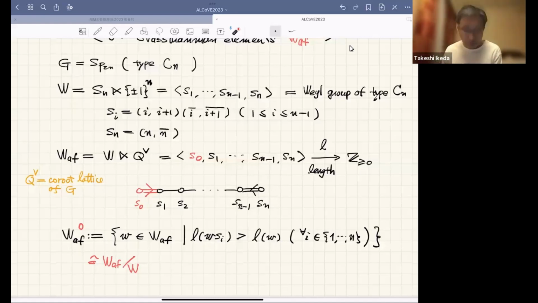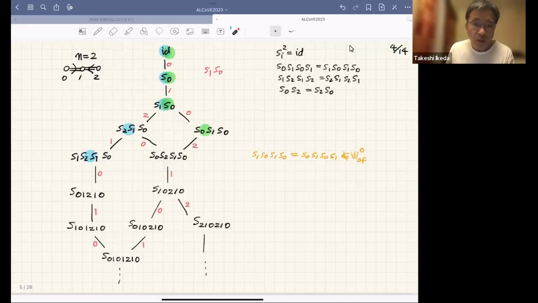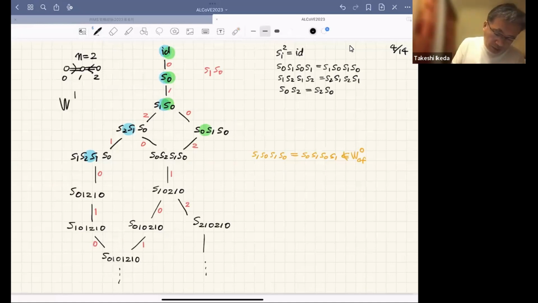So let me give you an example. If you consider n equal 2, obviously the identity is in our set, right? So we consider this, which we call the collection of zero Grassmannian elements. Clearly the identity is zero Grassmannian, and the only affine Grassmannian element of length 1 is given by s_0. And then length 2, length 3, length 4, like this.